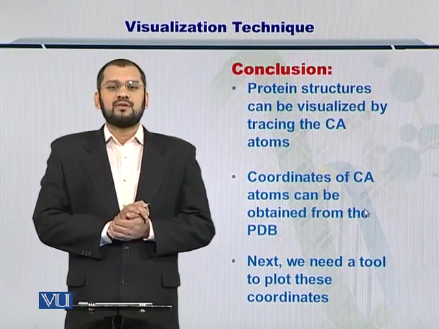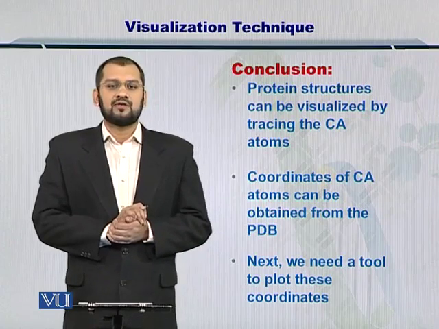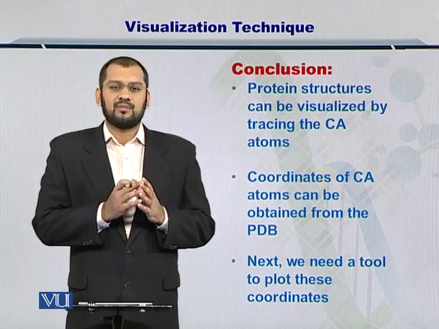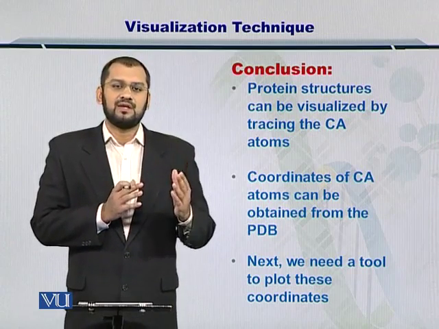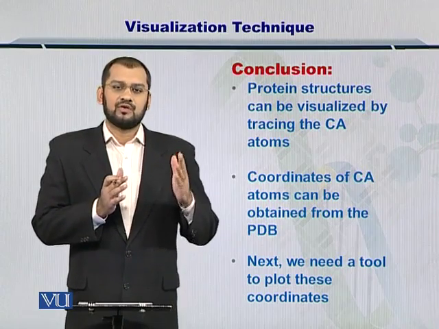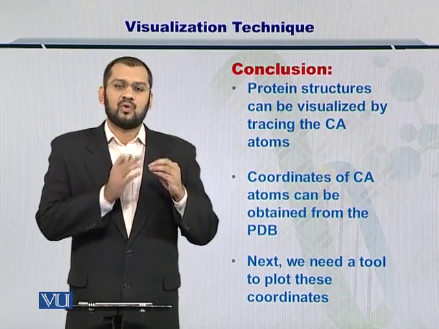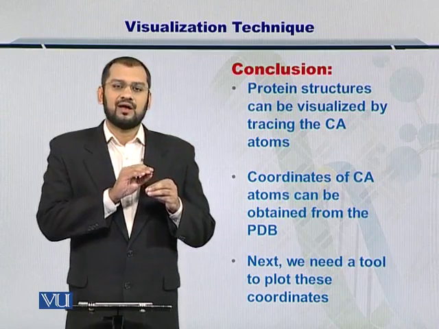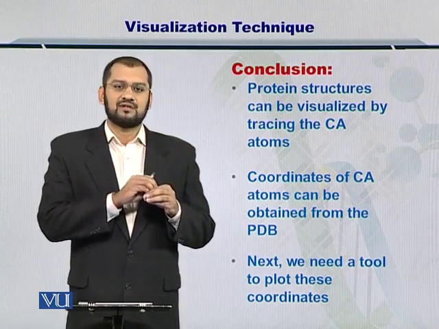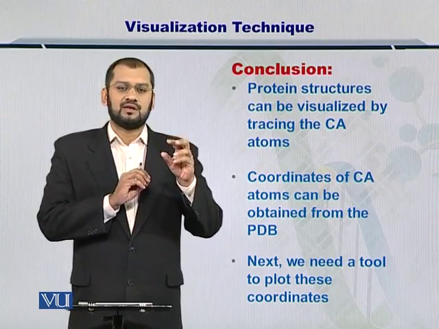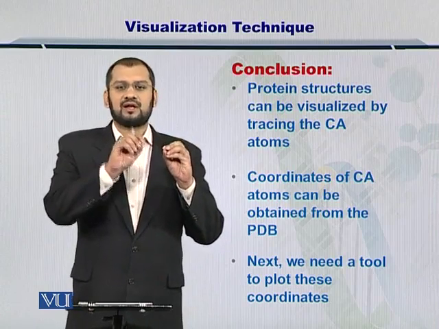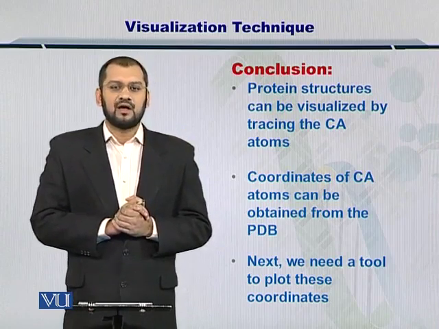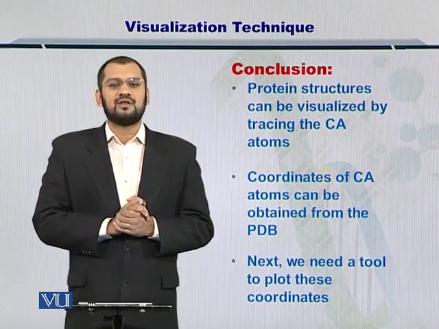So in conclusion, protein structures can be visualized by simply taking the coordinates of the alpha carbons in the PDB file of a protein. Once you take the coordinates of all the alpha carbons, these will give you the x, y and z positions of each alpha carbon. You simply take these values and connect them, and you have the backbone of the protein. Now you need a tool to visualize this backbone.